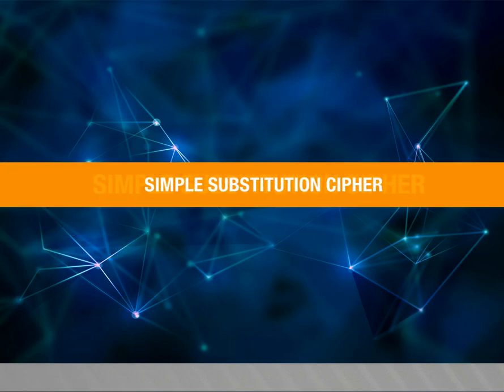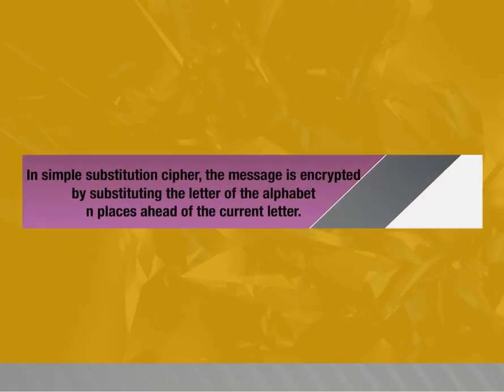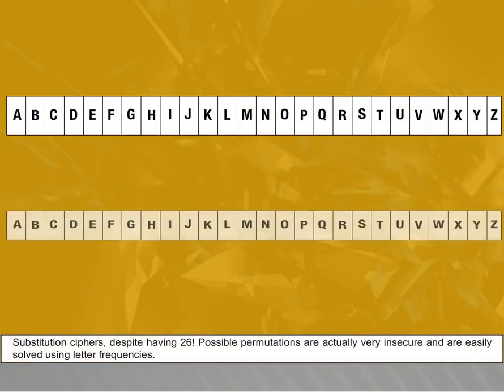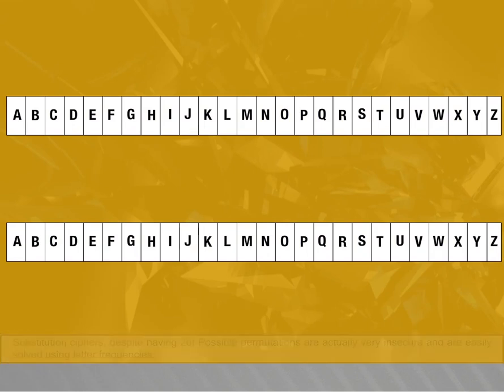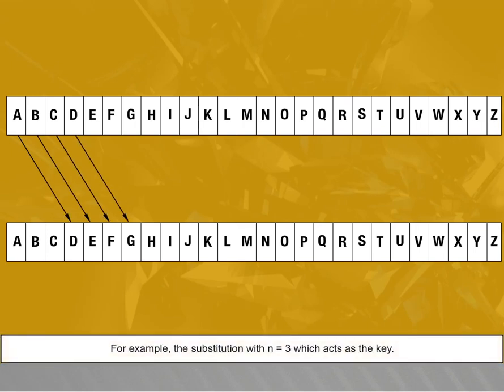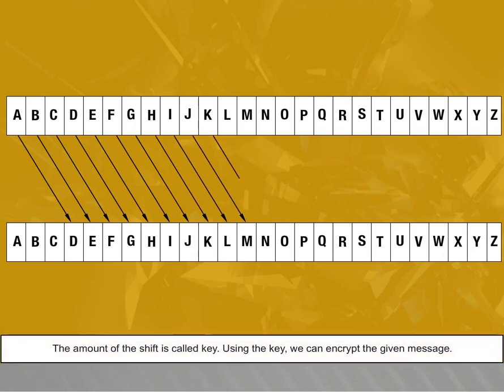Simple substitution cipher. In this video, we are going to see about simple substitution cipher. In simple substitution cipher, the message is encrypted by substituting the letter of the alphabet n places ahead of the current letter. Substitution ciphers, despite having 26 factorial possible permutations, are actually very insecure and are easily solved using letter frequencies. For example, the substitution with n equal to 3, which acts as the key. The amount of the shift is called the key. Using the key, we can encrypt the given message.